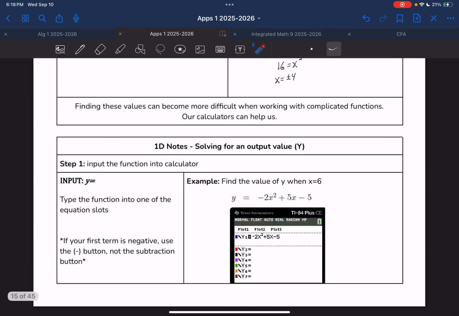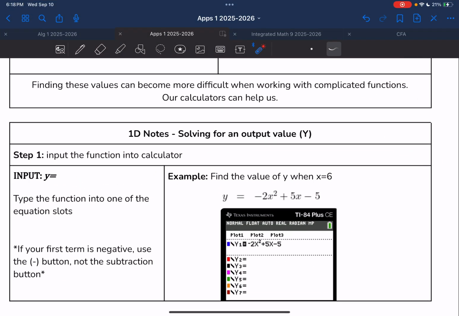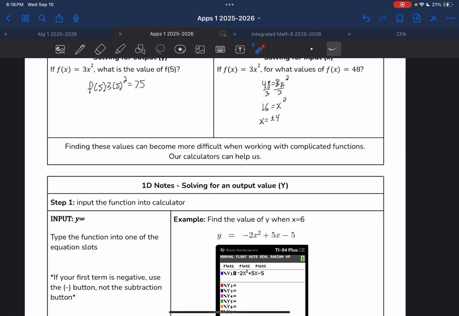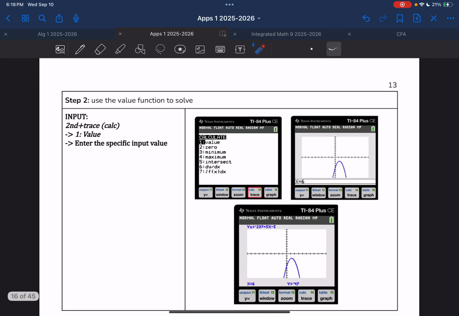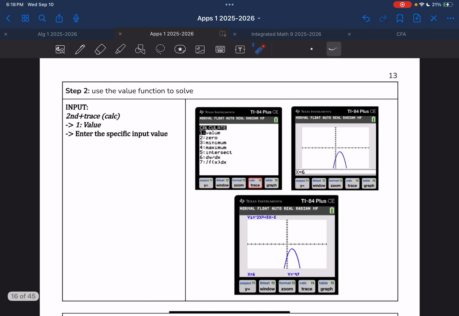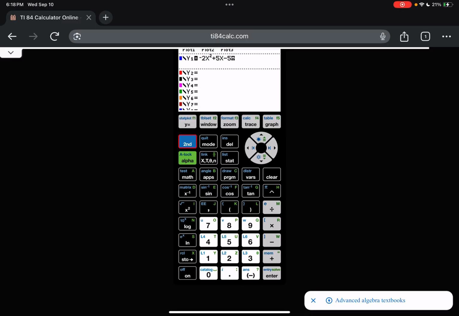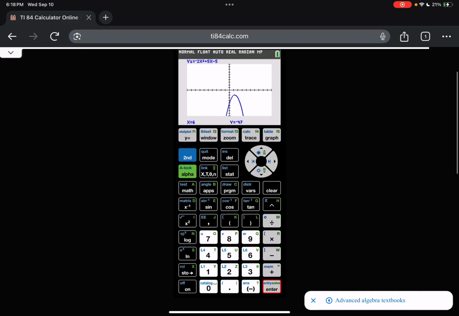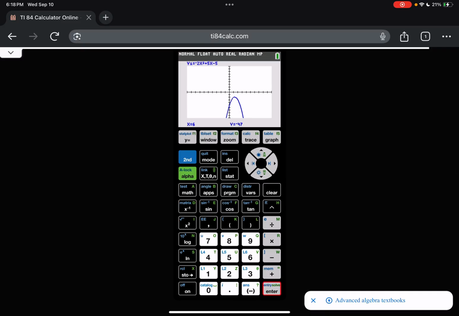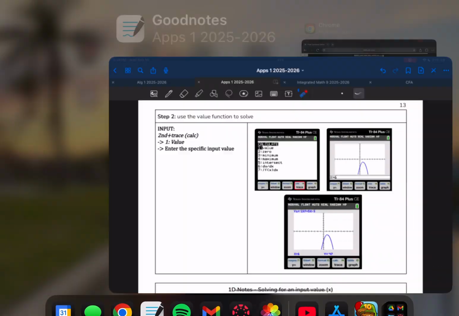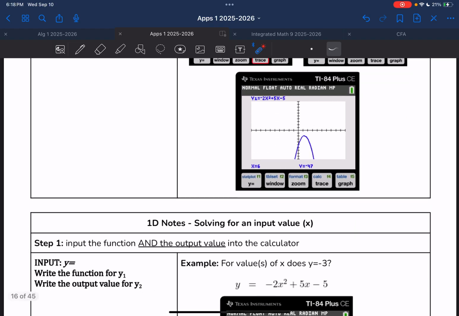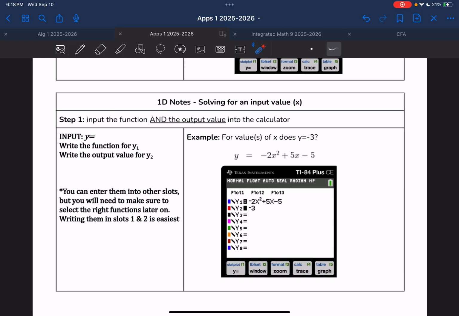All right? And now if we want to find the value of y when x is 6, so here we're inputting 6 and we're outputting some value, we're going to go second and then this button up here. We're going to click value. We want to do that when x is 6. And that'll tell us, well, when x is 6, y is negative 47.